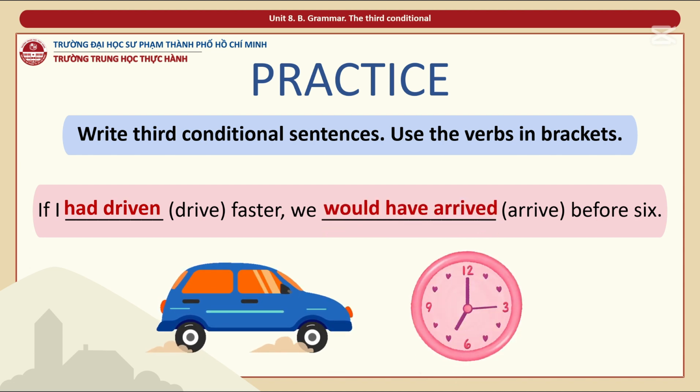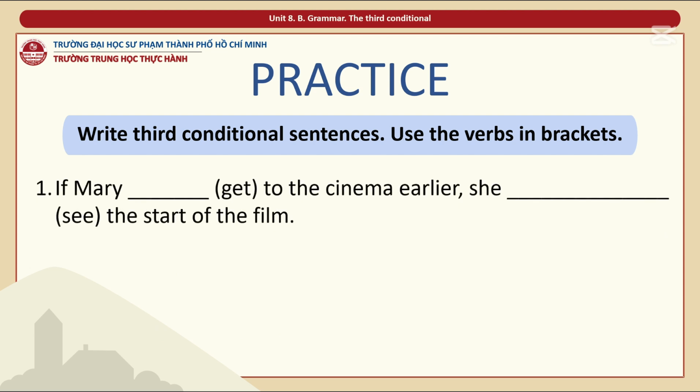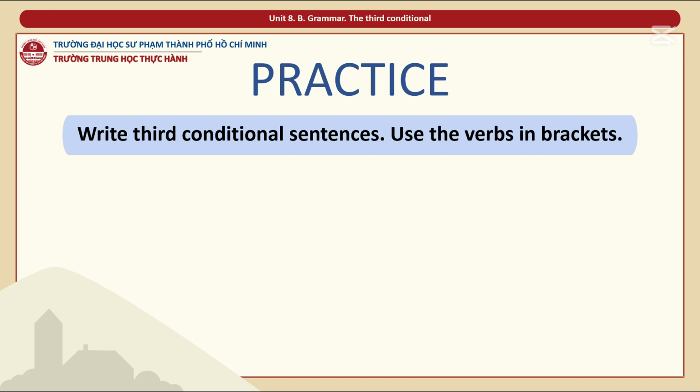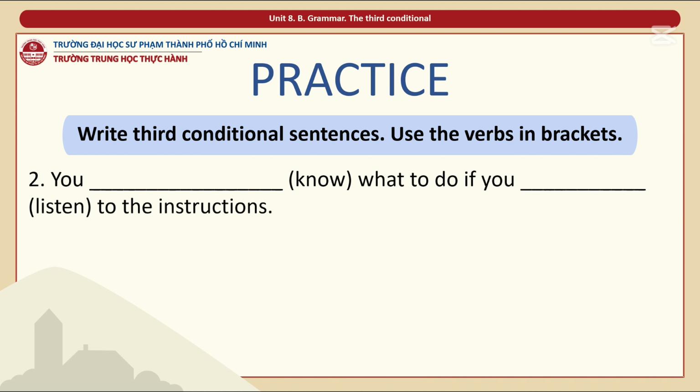Good job! Let's do some more. Number 1. If Mary get to the cinema earlier, she see the start of the film. Correct! It is, if Mary had got to the cinema earlier, she would have seen the start of the film. Now, number 2. You know what to do if you listen to the instructions. Yes, the blanks are would have known and had listened.